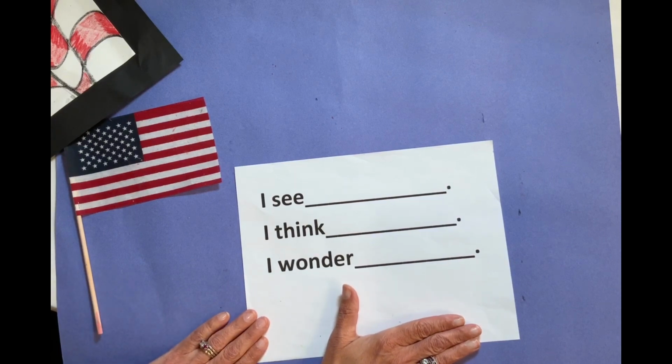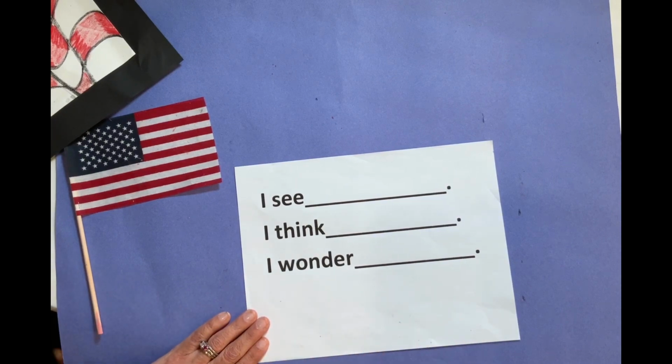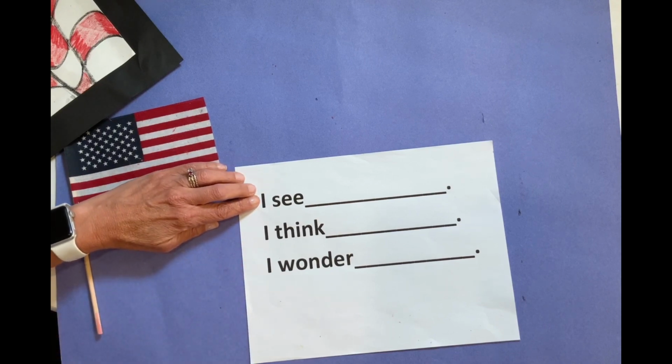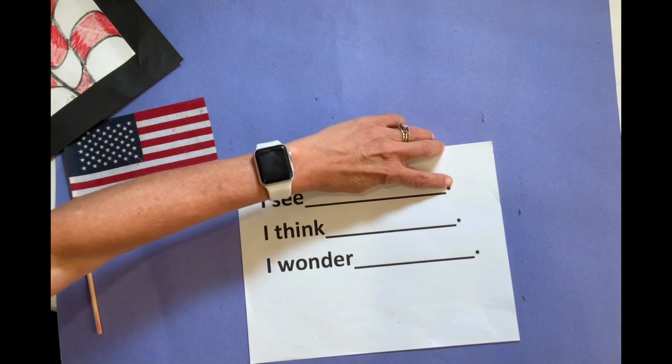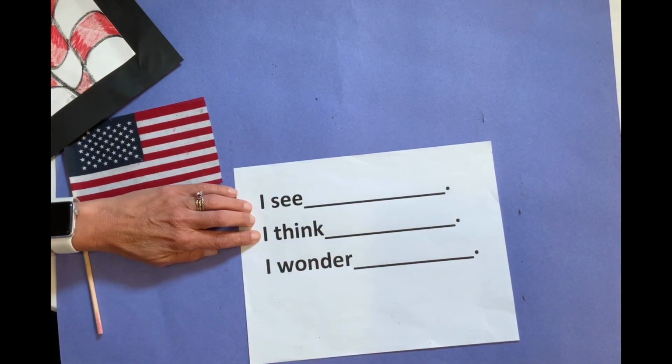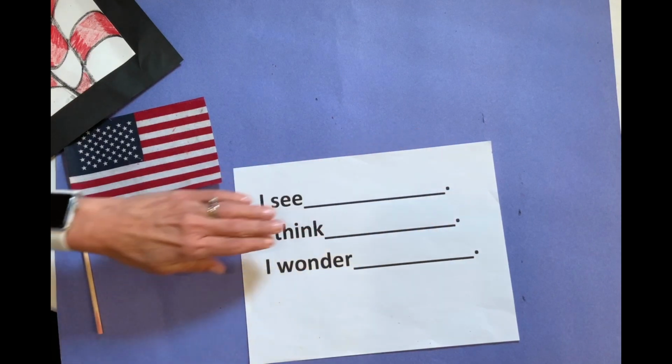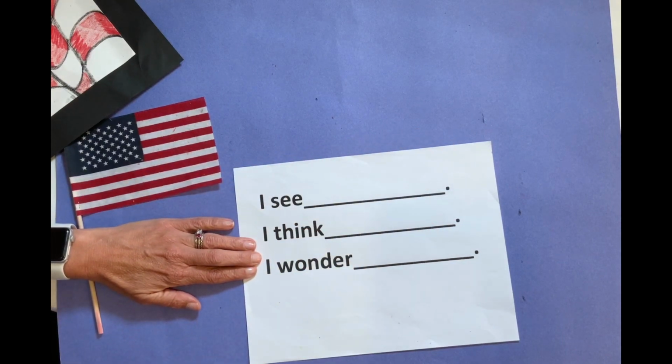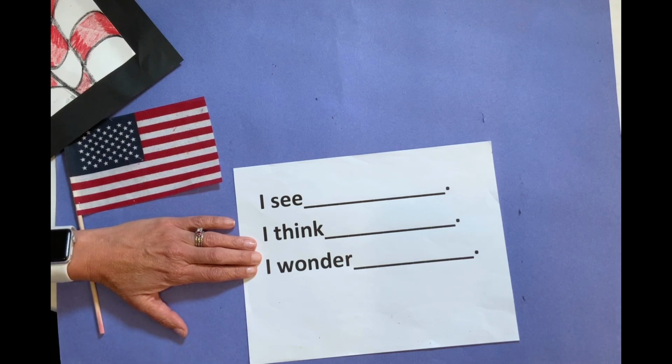I see, and you finish your sentence. Remember, every sentence begins with a capital letter and ends with a period. A capital I, and it ends with the period. Once you finish writing those, you can share it with your classmates or with your teacher. I'd love to hear what some of you wrote.